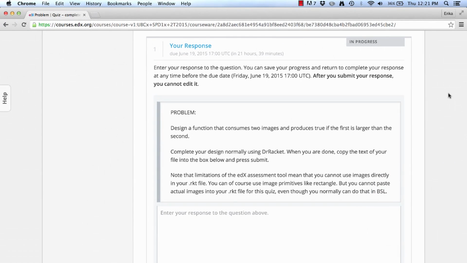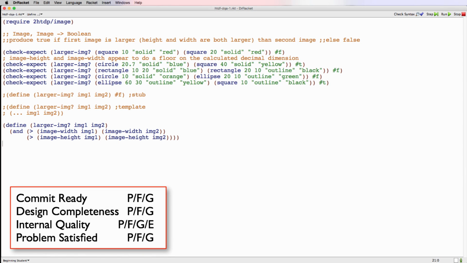The purpose of this video is to just show you how we would assess a range of solutions according to the rubric for this design quiz, help you understand how to look at an HTDF design and see how good a job it is. So we'll just work through a few examples with the rubric right by our side. Here we go. Okay, here's the first solution that we want to look at.